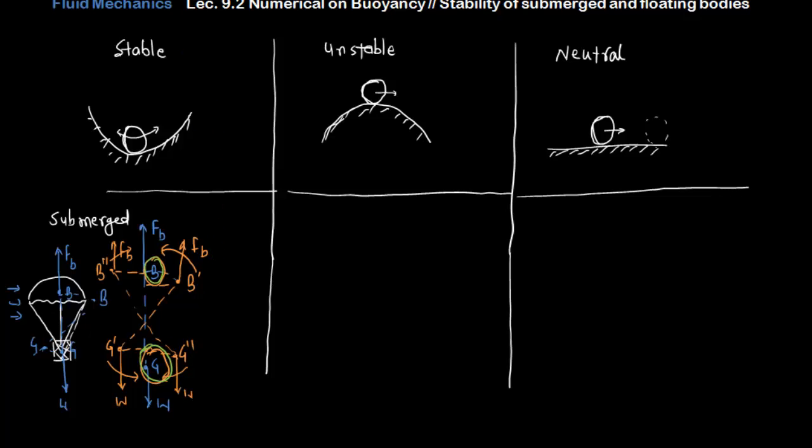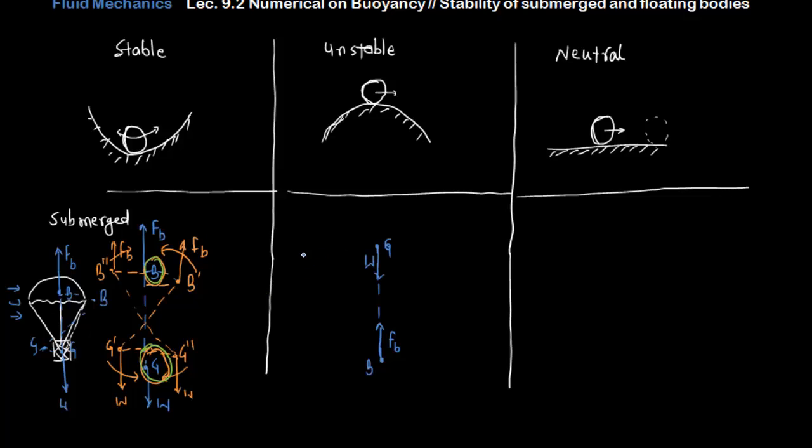Okay, now in our next case, the unstable case, this is our line of action of the buoyant force and the weight, but the condition is reversed. Here I'm saying at this point is the center of gravity, so the weight is acting over here, and this is the center of buoyancy, so this is the buoyant force acting here. So in this case the center of gravity is lying above the center of buoyancy. This is just the reverse case of the previous one.